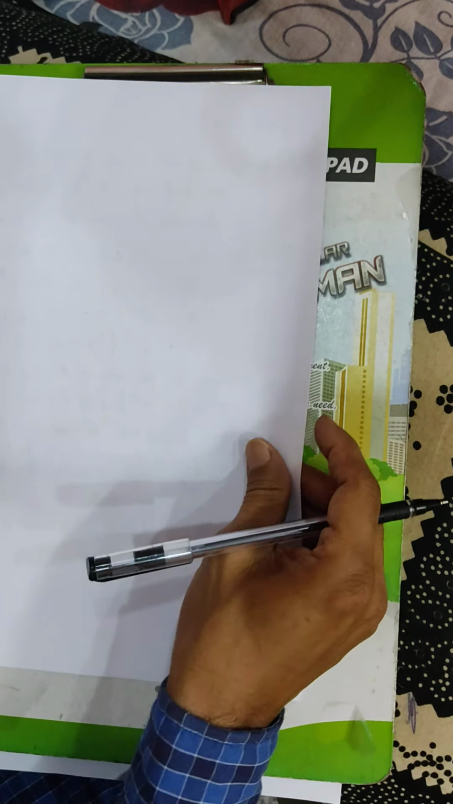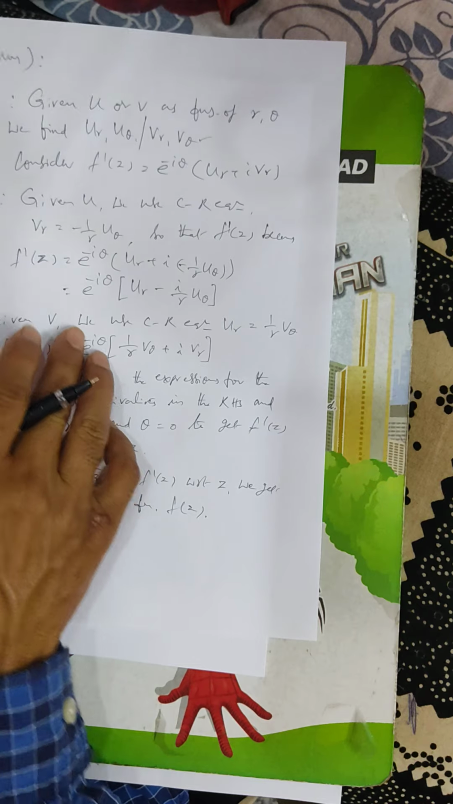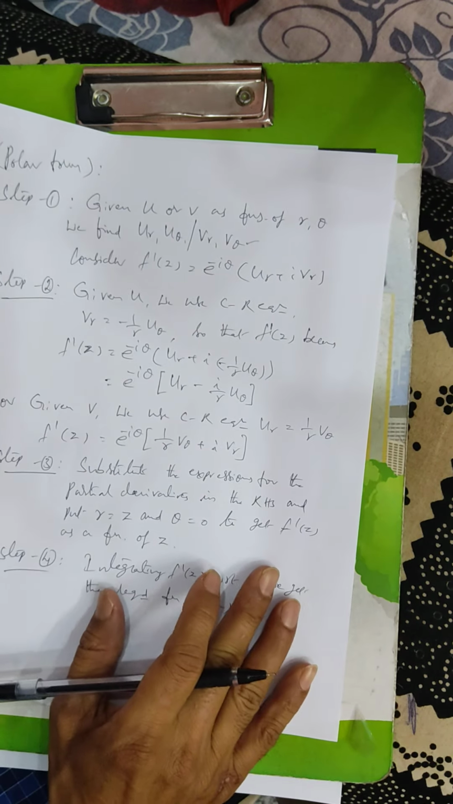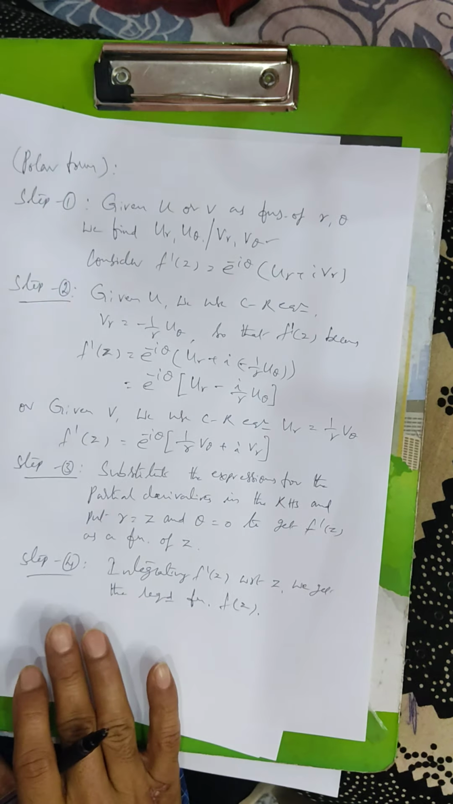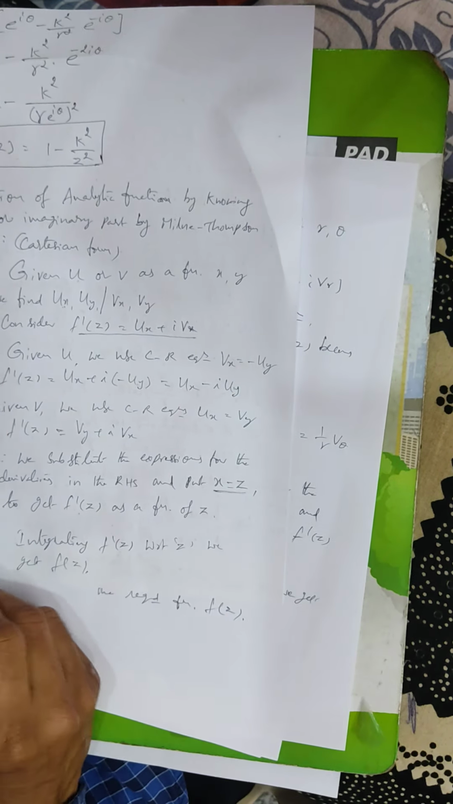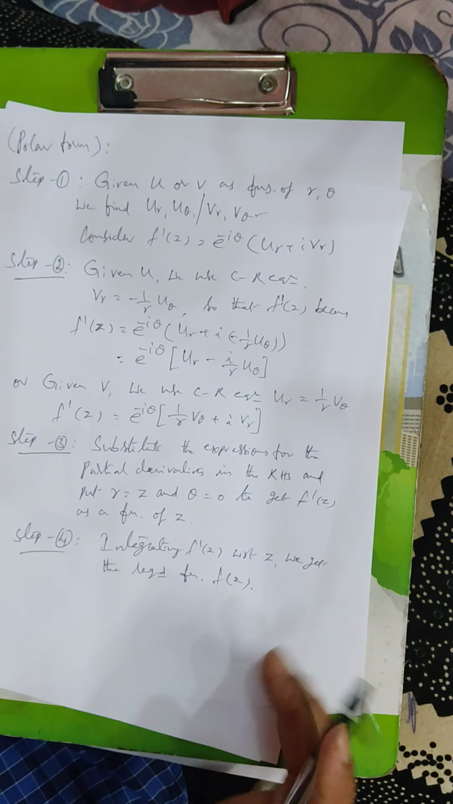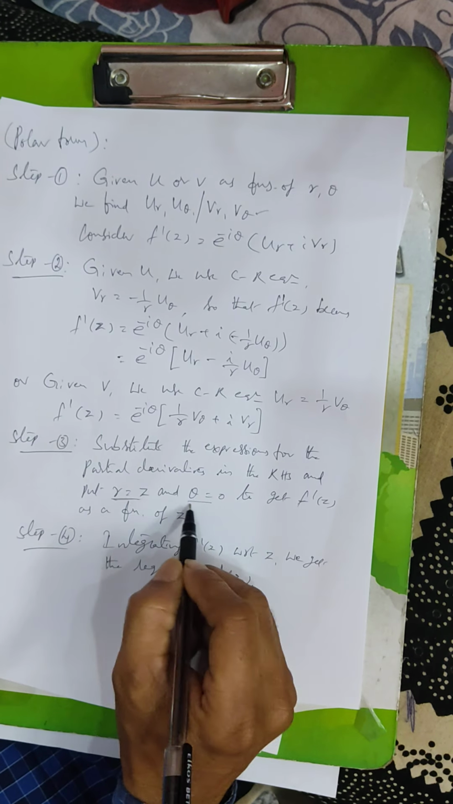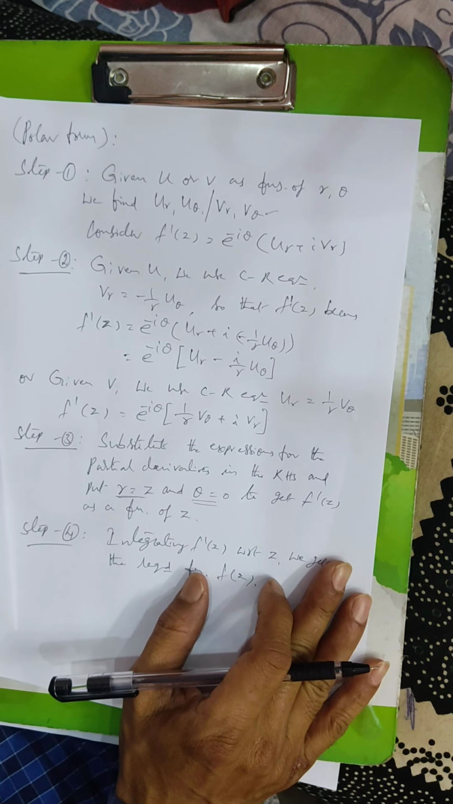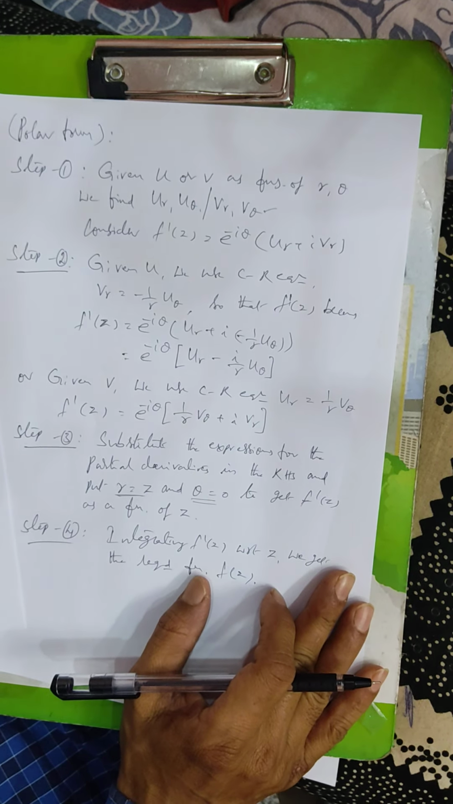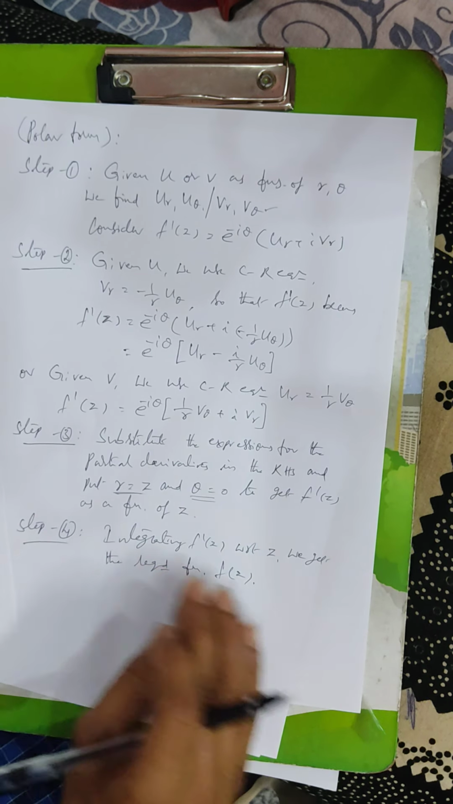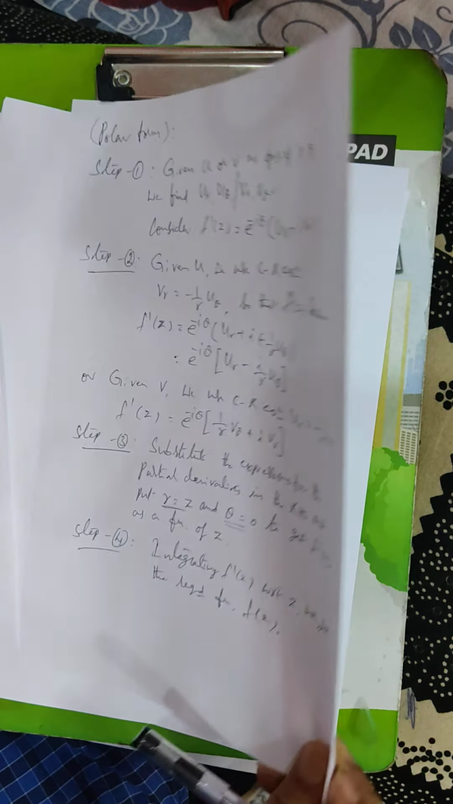Of course, the substitution of x is equal to z, y is equal to 0 in Cartesian form. Similarly, r is equal to z, theta is equal to 0 in polar form. So this is known as Milne-Thomson substitution to convert f dash of z as a function of z.